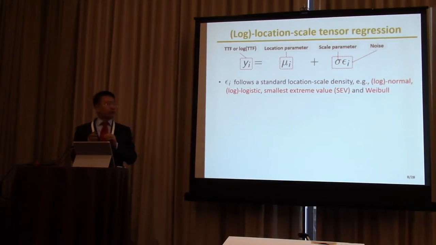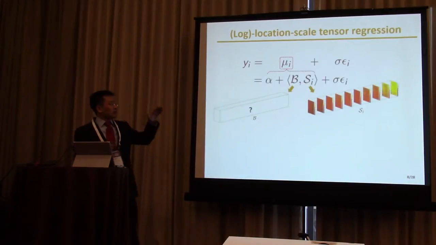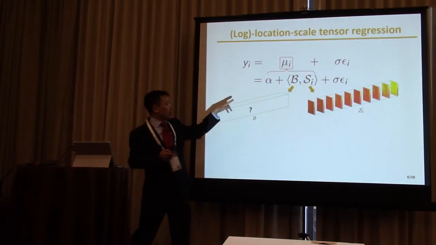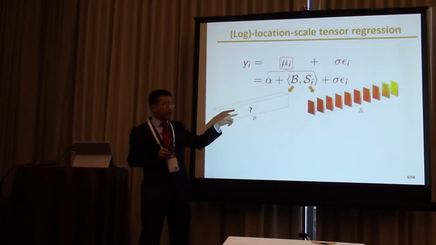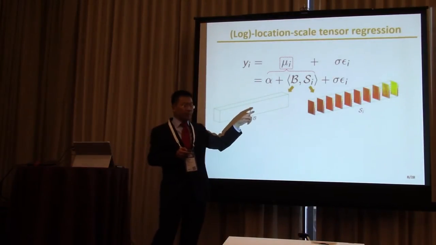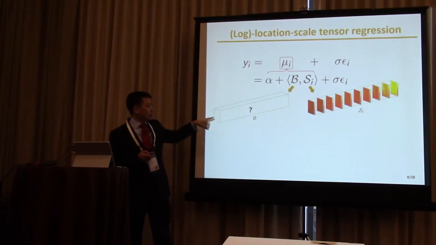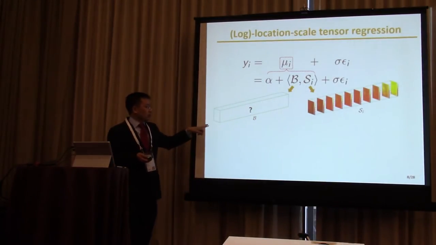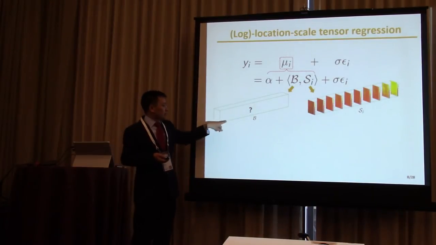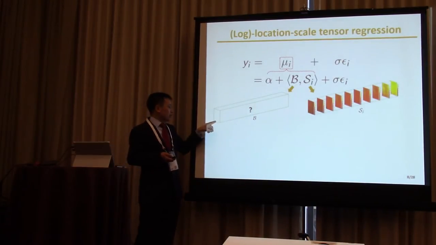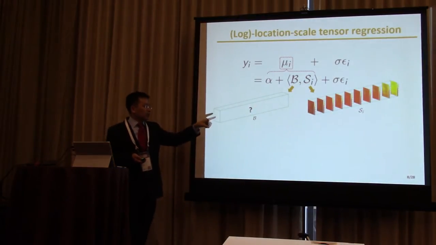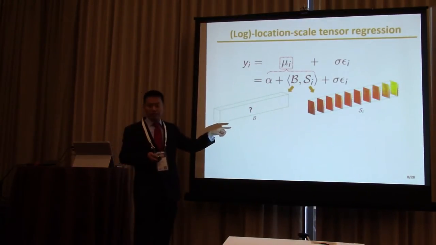So when it comes to the tensor version, the location parameter can be expressed using this equation. Here gamma is the intercept, S_i is the degradation tensor or degradation image, and B is the coefficient tensor you want to estimate. And the dimension of the coefficient tensor B is the same as the dimension of the image stream or image tensor, which usually is very high.